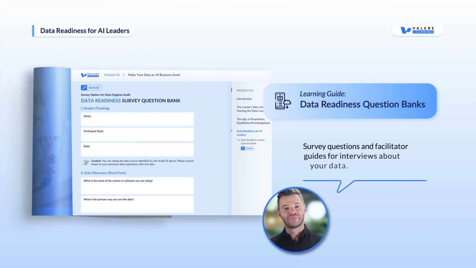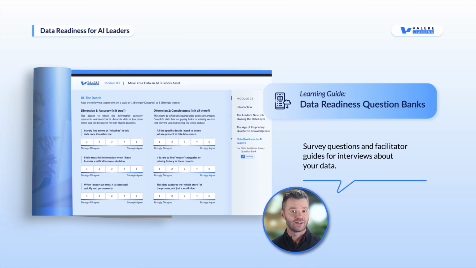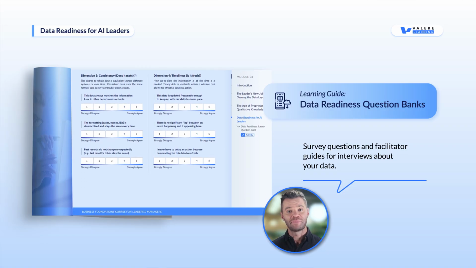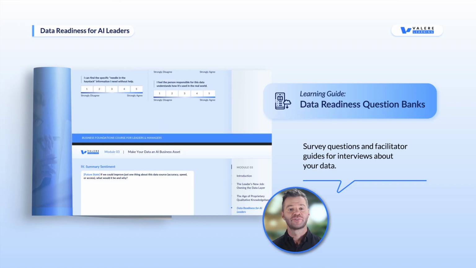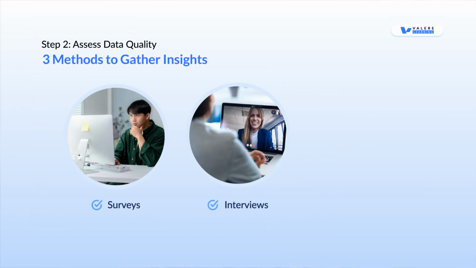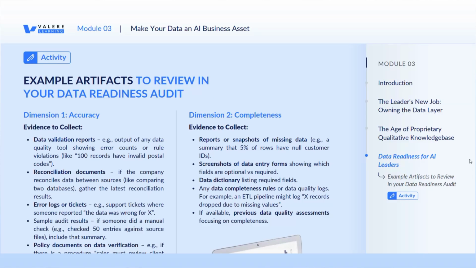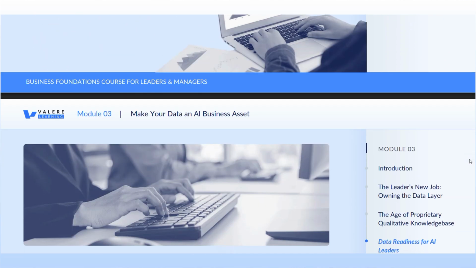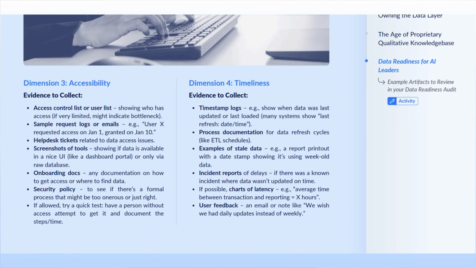In your learning guide, we've given you a survey question bank with some examples of what you might ask people. It covers all 6 of those dimensions, plus how to score them. There's also another bank of interview questions if you want to go that route. And there's facilitators guides for the person who would be conducting those surveys or interviews. You can also ask for some existing artifacts or evidence like database schemas or dictionaries. And we've given you in your learning guide a list of some possible artifacts to review. Most organizations have at least some of these artifacts about data on paper, so that'll help you to validate what you heard in those interviews or surveys.